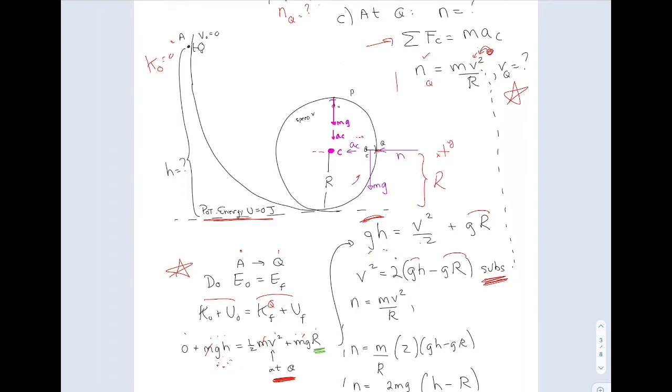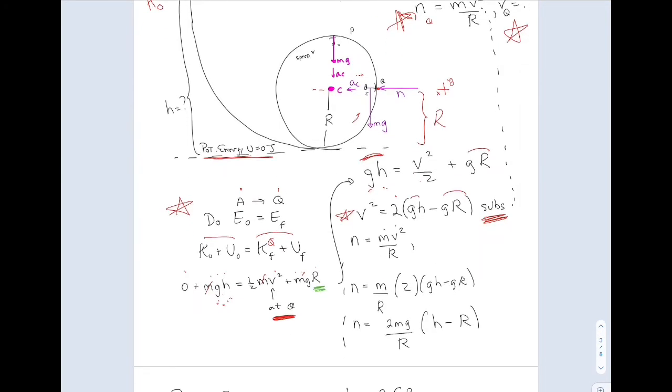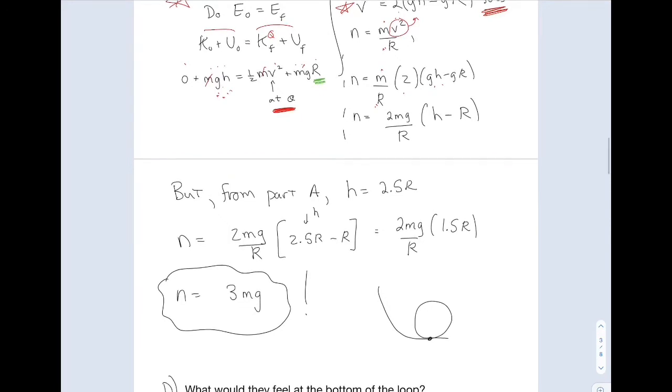Okay, so normal force right there is mv squared over r, and this is my v. So my normal force is m, there's my m, there's the r, and there's a 2, oops, I'm sorry, and then there's my v squared. So v squared is this whole thing, 2gh minus gr. So I brought the g outside, factored out the g, okay? But from part A, the height is 2.5r. So right here where I have the h, I'm putting in 2.5r. So that's what I did right there, 2.5r. So 2.5 minus 1 is 1.5. And 2 times 1.5 is 3.